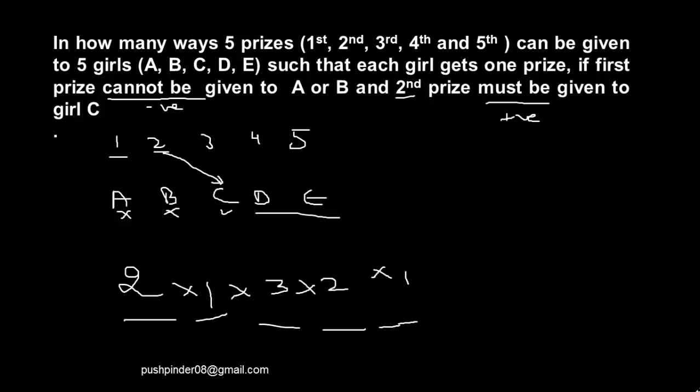I hope everyone is understanding what I did here. I just went with the question. I satisfied the positive conditions first, then I satisfied the negative conditions, and then there was no condition left. The same number of chairs and the same number of girls, that is the factorial, right? So I hope everyone is understanding the question.